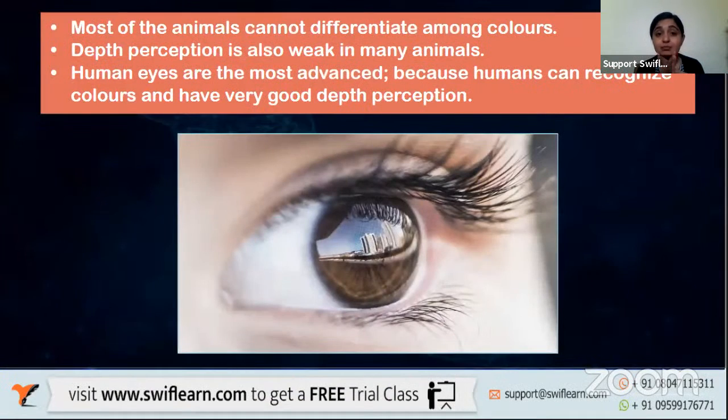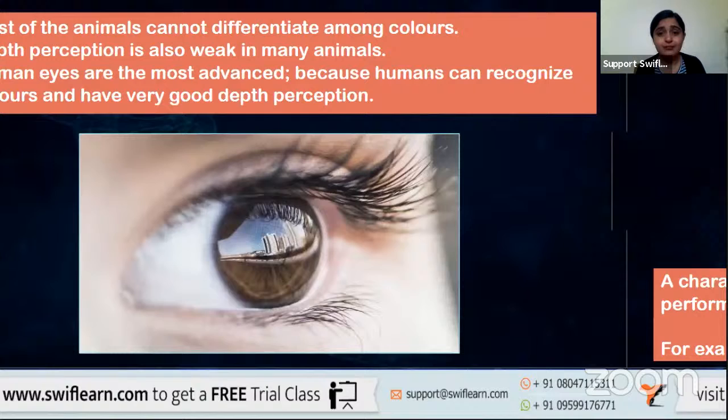Most animals cannot differentiate among colors. Depth perception is also weak in many animals. Human eyes are the most advanced because humans can recognize colors and have very good depth perception. Depth means how far the object is, where I have to pick it, where I have to keep it. We know exactly where and how these things have to be done, right?